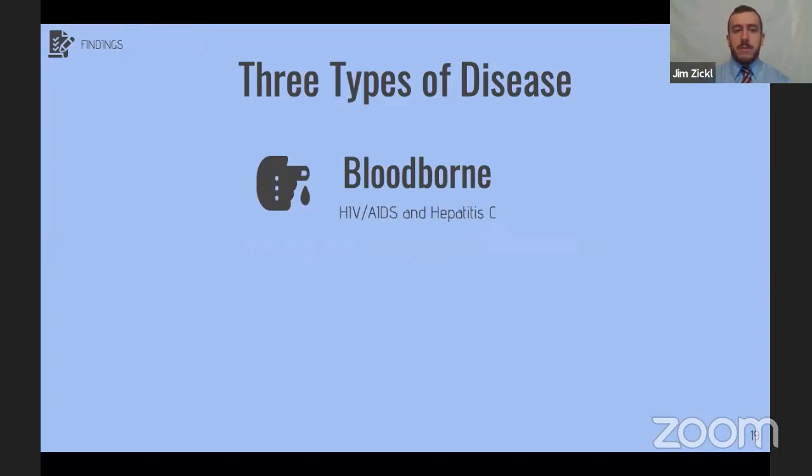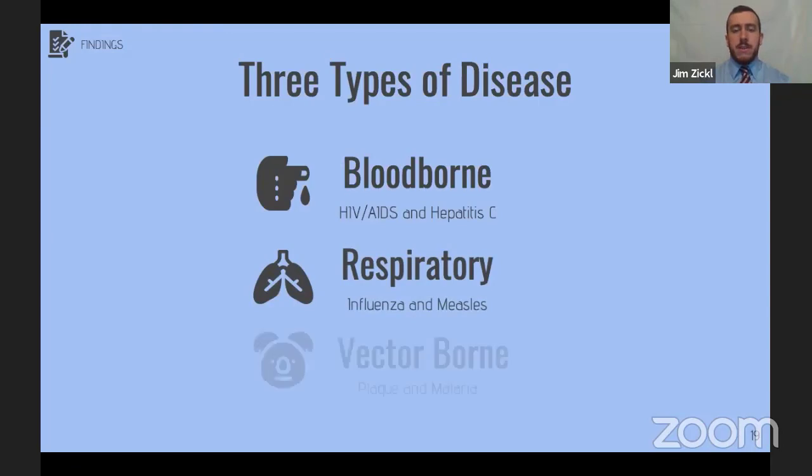This includes HIV, AIDS, and hepatitis C. The next category was respiratory diseases. This includes influenza, measles, and COVID-19. The third and final category was vector-borne. This includes plague, malaria, and Zika.